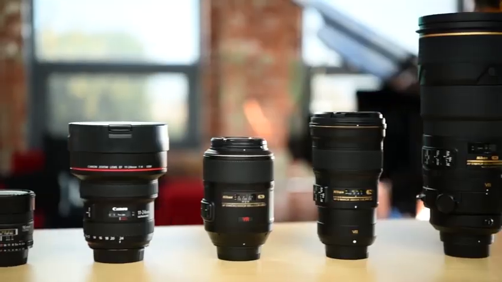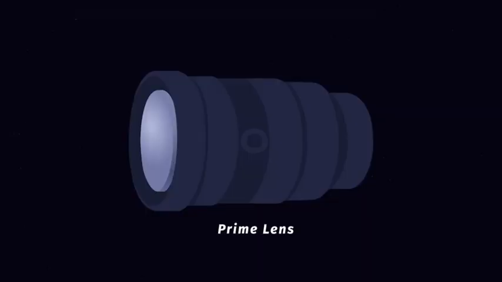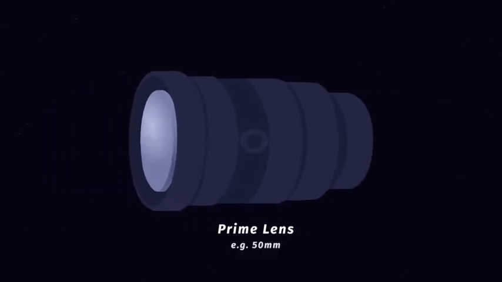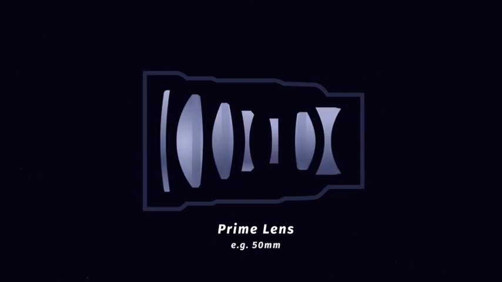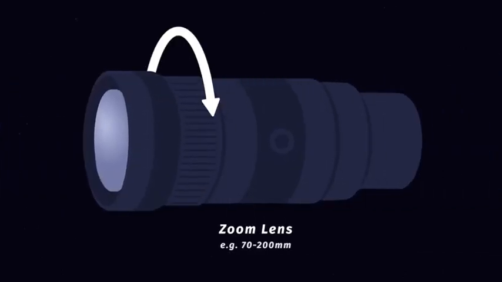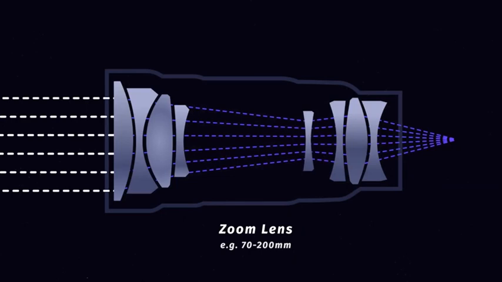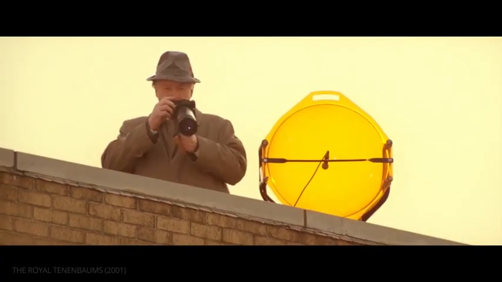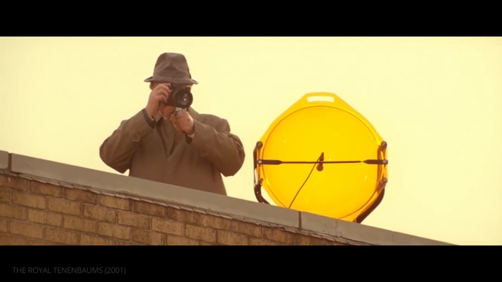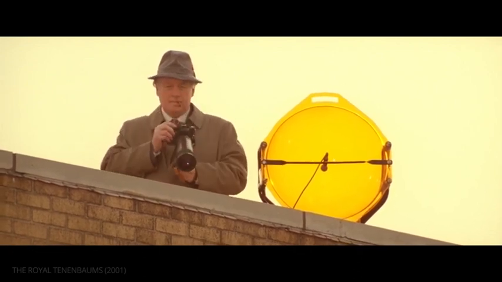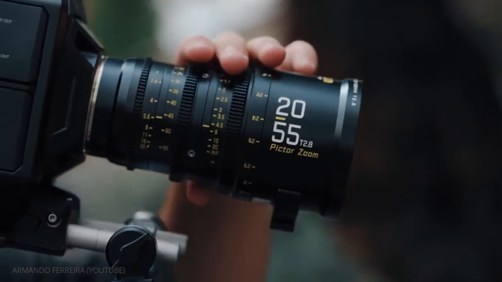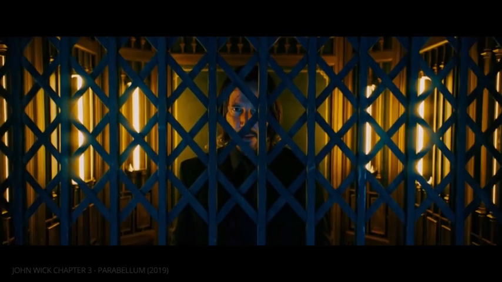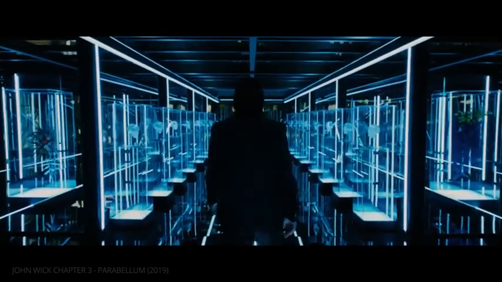All lenses fall under two categories: prime lenses or zoom lenses. A prime lens has a fixed focal length, while a zoom lens can vary its focal length by adjusting various lens elements. In comparison with zoom lenses, prime lenses have fewer lens elements that can produce sharper images.